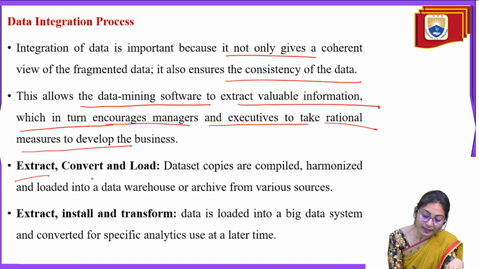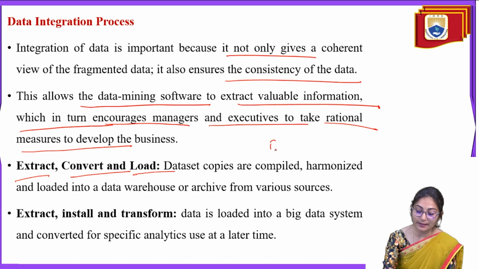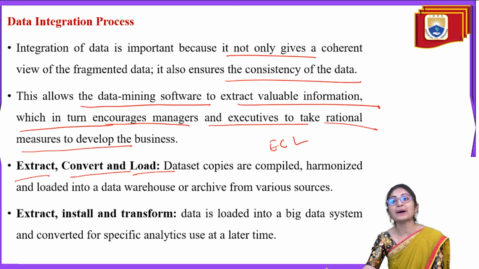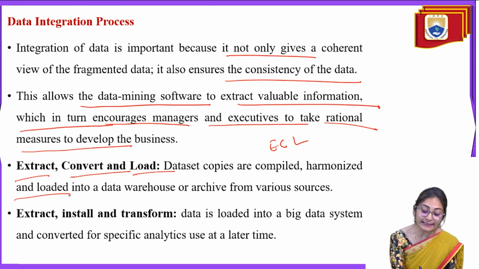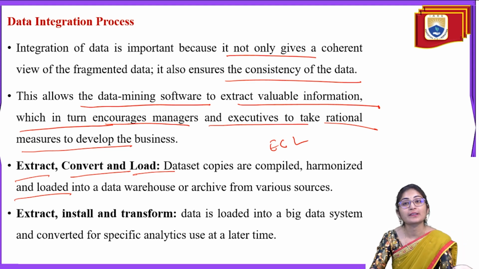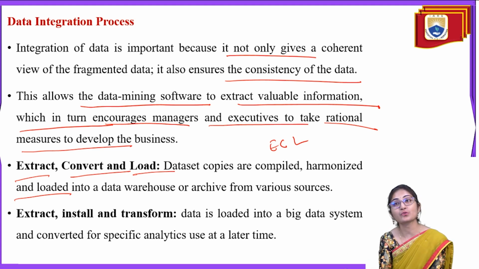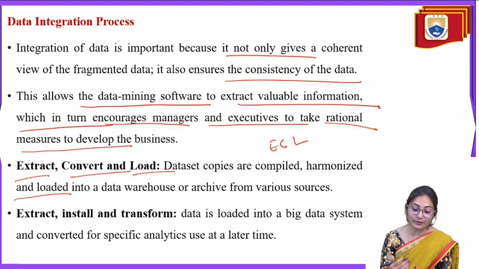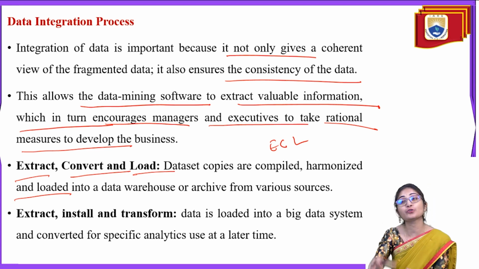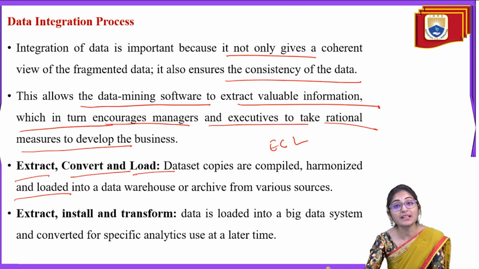So extract, convert and load. This is the process: extract, convert and load. Here dataset copies are compiled, then harmonized and then loaded into the data warehouse or archived from various sources. That means you are collecting the data from different sources, then you are converting and compiling that data, you are harmonizing that data, and after that you are loading that data into the data warehouse.